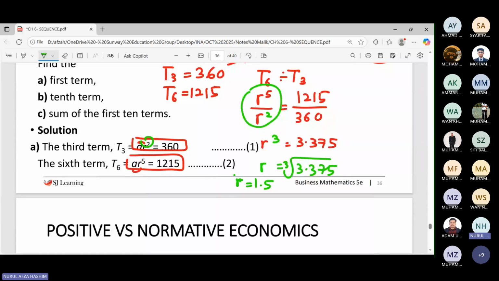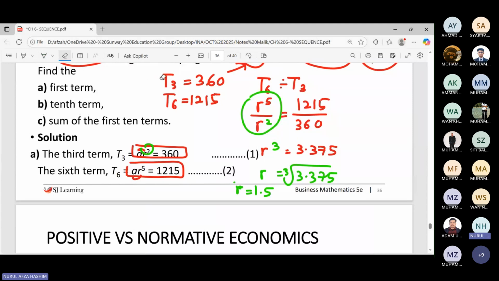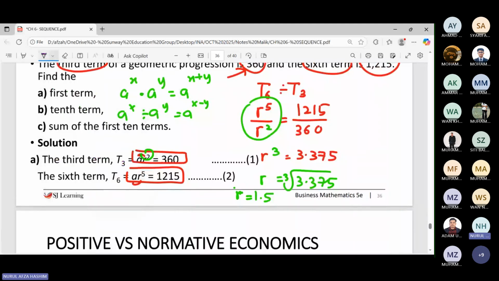Now you have to remember about index, you have learned this. If A power of X multiplied by A power of Y, because of multiplication, it becomes A power of X plus Y. But if A power of X divided by A power of Y, it is going to be A power of X minus Y. That is the rule of index. You already learned this during your high school.